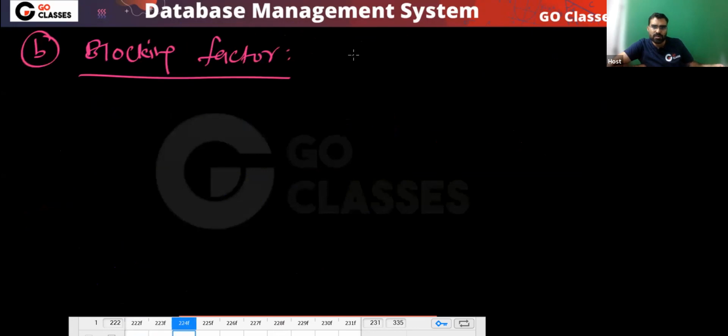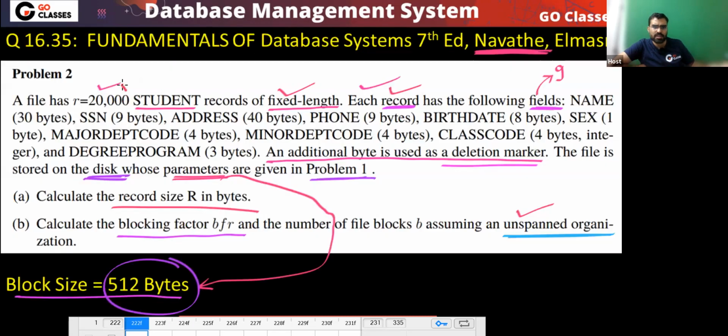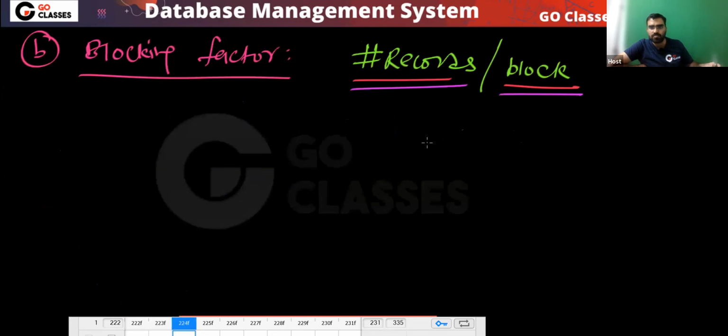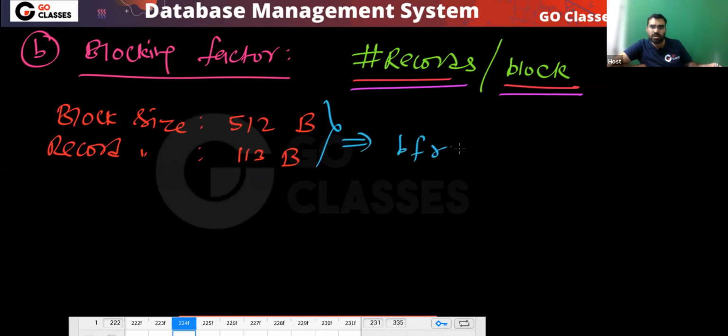So the blocking factor will be what? That will be the number of records that you can store per block. In one block, how many records can we store? The record size is already given. The block size is 512 bytes, and the record size is 113 bytes. So tell me, how many records can you put in one block?